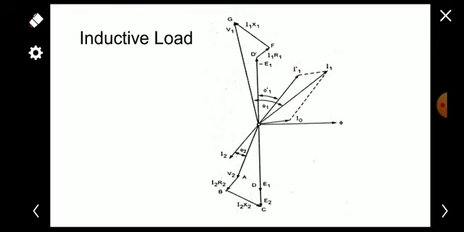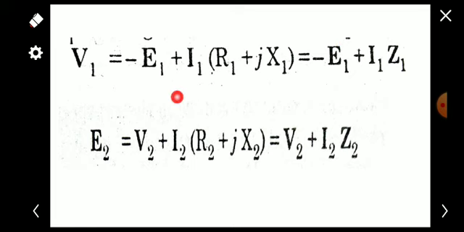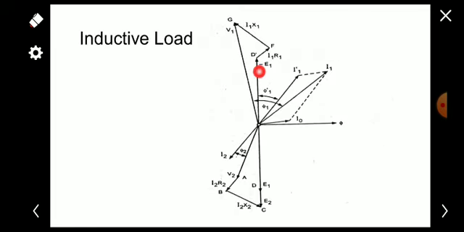For interpreting the primary equation, we know that it is minus E1 plus I1 R1. So we draw I1 into R1 from minus E1. I1 into R1 will be in phase with the current I1, so we draw a parallel line with I1. From that, I1 into X1 will be at 90 degrees from this I1 into R1. We can stop the vector at some point here and draw V1. So this is the phasor diagram for an inductive load.